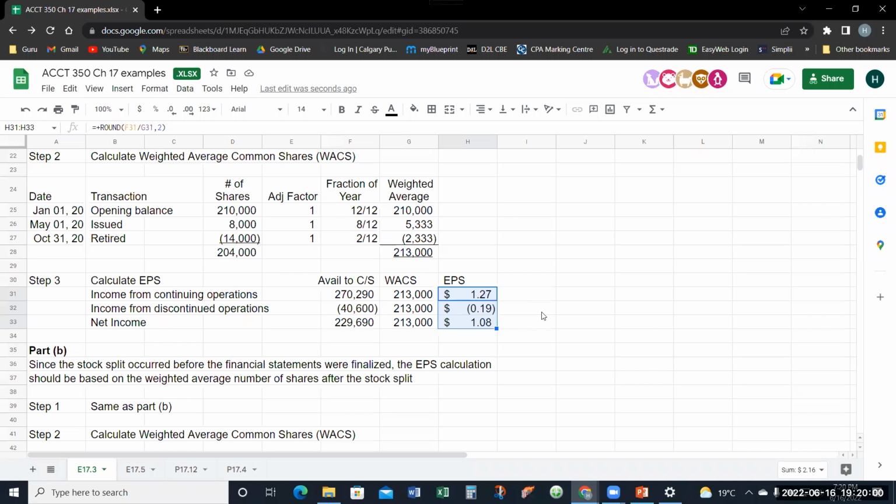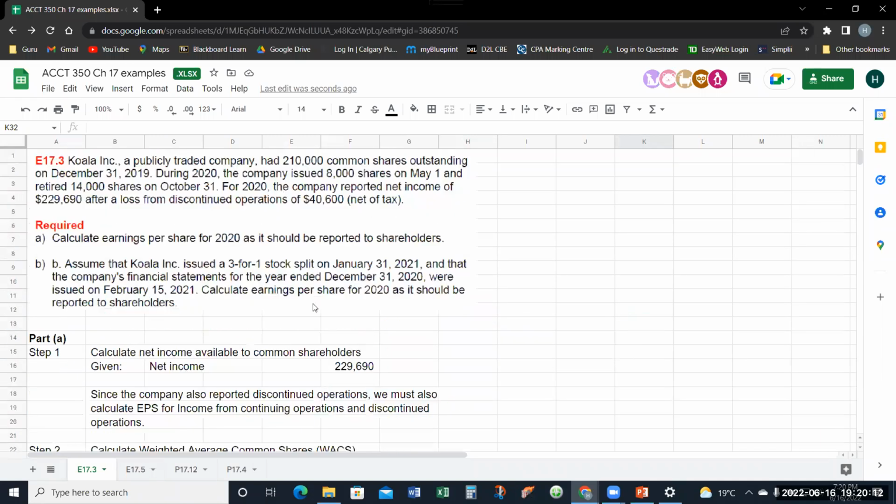Does that make sense? Always report EPS to the nearest cent. Okay. Part B is just a play on this number, and they say the company issued a 3-for-1 stock split on January 31st of 2021.